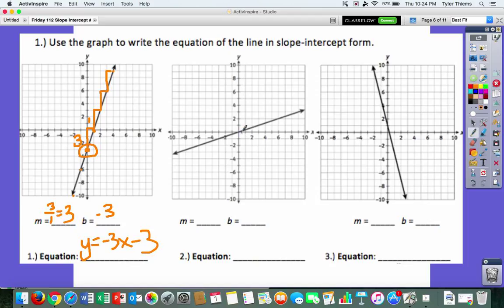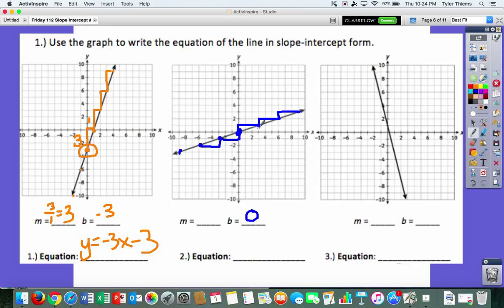Now looking at the second one, let's find our y-intercept. Our y-intercept is right here in the middle. It's called the origin, so our y-intercept is going to be 0. And for the slope of the line, we have to find other points on the line. There's a point, there's a point, there's a point, here's a point, here's a point. So now we're going to do the rise and the run.